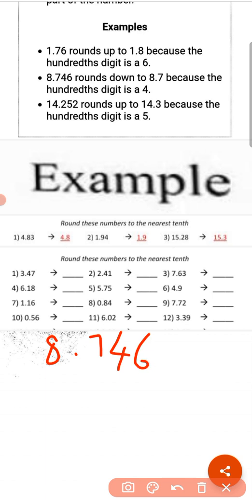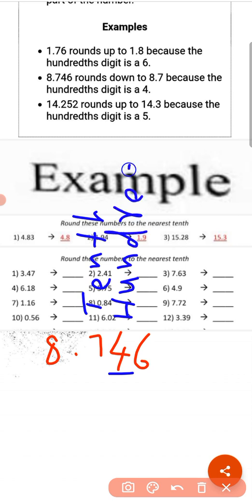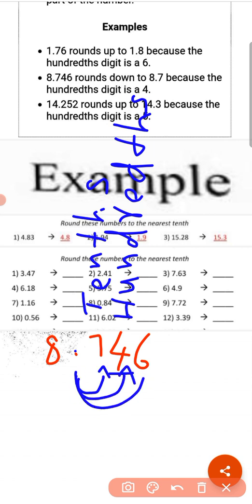Next, 8.746. Here we are rounding this number to the nearest tenth. So look at the hundredth digit. 7 is the tenth, and this is the hundredth. See, this is a decimal point. After the decimal, the first place is 10th, second place is 100th, and third place is 1000th.